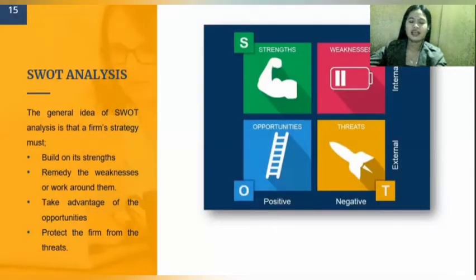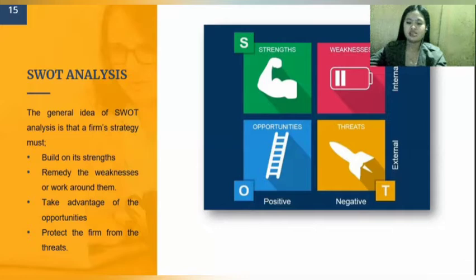So, the general idea of SWOT analysis is that a firm's strategy must build on its strengths, remedy the weaknesses or work around them, take advantage of opportunities, and protect the firm from the threats. So, when we say strengths, these are internal, positive attributes of your company. These are the things that are within your control. While weaknesses are negative factors that detract from your strengths. These are the things that you might need to work on to be competitive.